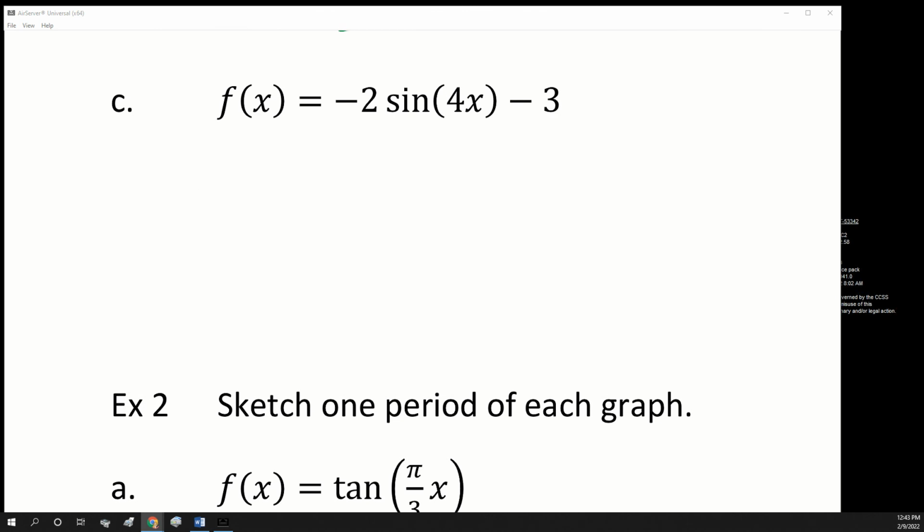Okay, I'm going to do one more with you. I'm going to let you guys do one on your own. Okay, so this one is sine. So it's doing like the old days when all we knew was 2 pi divided by the number times x. So the period is pi over 2.